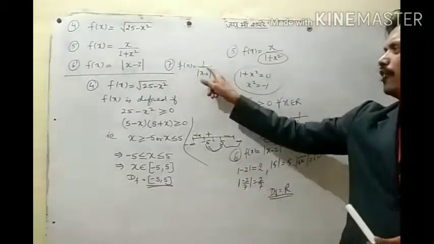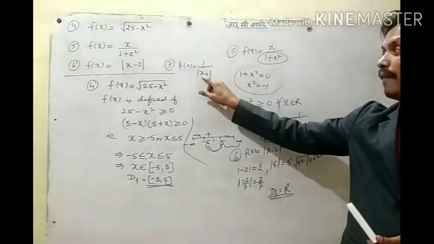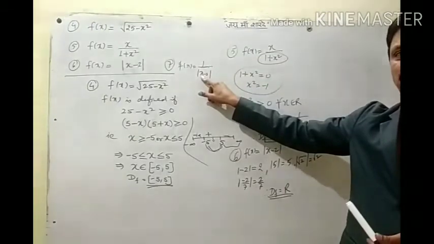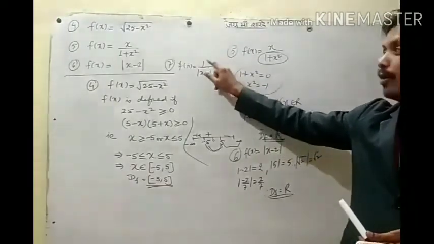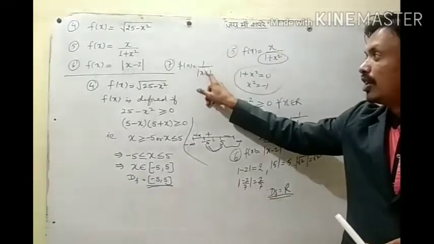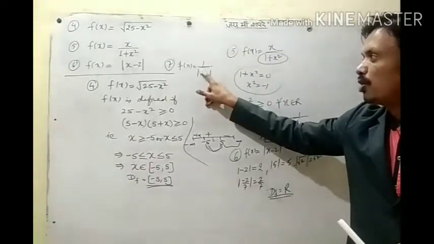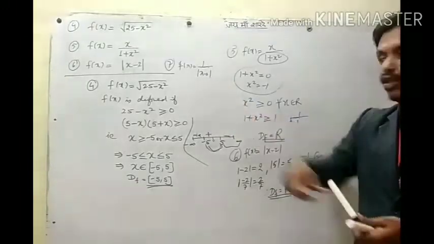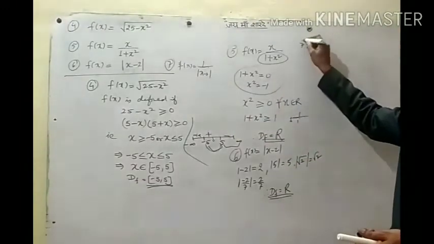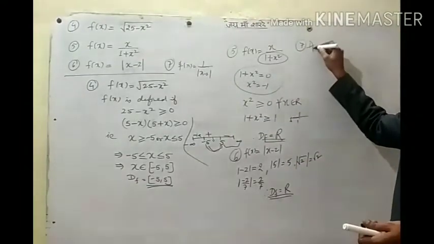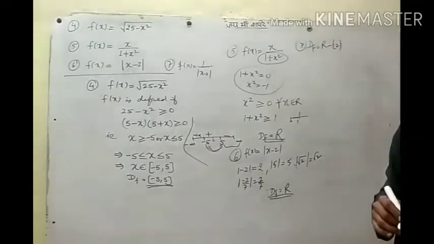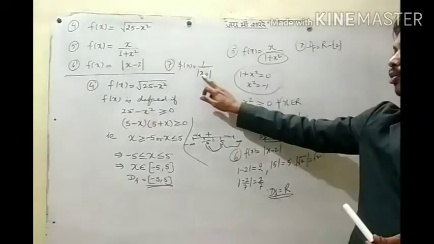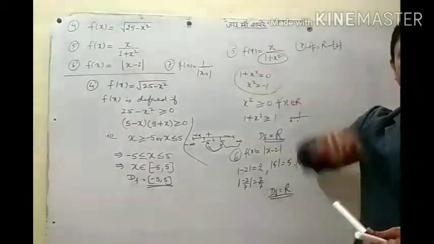So it is defined for every x, but if x becomes 2, then it will be 0. 1 by 0 not defined. Now p by q form again. So this should not be 0, and it will be 0 only when x is 2. So we can take all the real numbers for the 7th question. Your domain will be all the real numbers except 2. We cannot take 2. If we take 2, it becomes 0 and 1 by 0 is not defined.